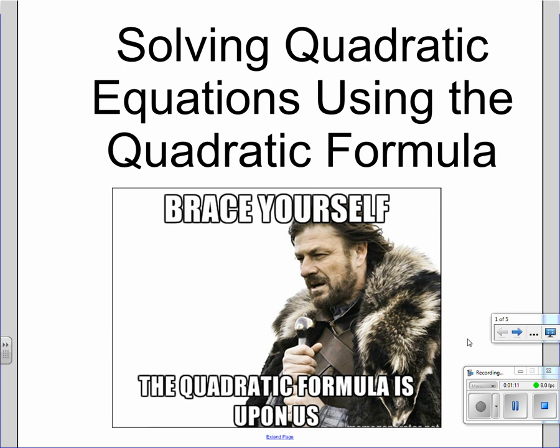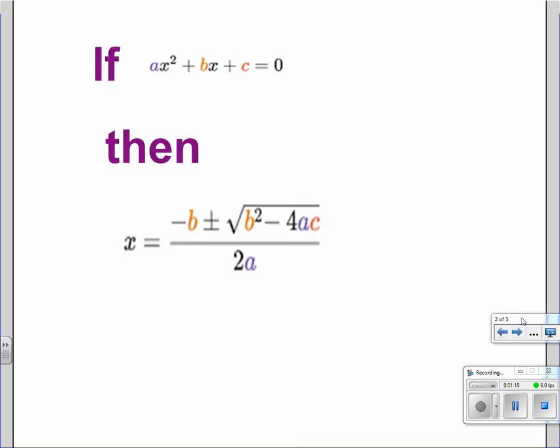So let's just go ahead and get right into it. Just to review, if you have a quadratic equation in this form, ax squared plus bx plus c equals 0, then you can find the solutions to that quadratic equation by using this monstrosity of a formula. It's not all that pretty to look at, but the beauty of the quadratic formula is it always works. It will always give you the correct solutions if you plug in the correct numbers, you do the correct math behind it, the correct arithmetic, and you simplify correctly.